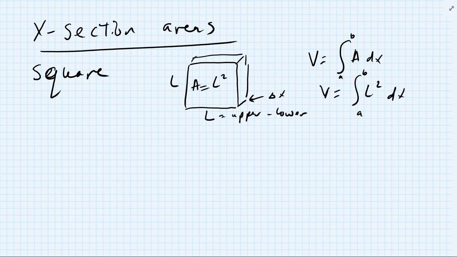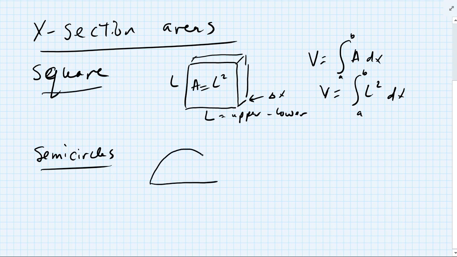Then there are semicircles. Semi means half. For semicircles, the shape is a semicircle. It has a width that is, in this case, delta x. All right, so this is a diameter. Your diameter equals the length for a semicircle, not the radius. So if you want the radius, is it L over 2? You just have to keep that in mind.